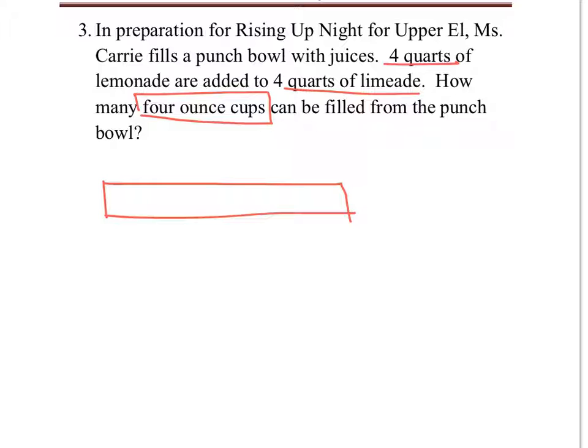So let's show that. Let's split it up, and we'll say, okay, altogether we've got 2, 4, 6, 8 quarts when we add together the quarts of lemonade and quarts of limeade. Well, how many ounces is that? We have 32 ounces in a quart. And we have 1, 2, 3, 4, 5, 6, 7, 8. So we need to add that all together. So how much is that? We need to figure that out first.